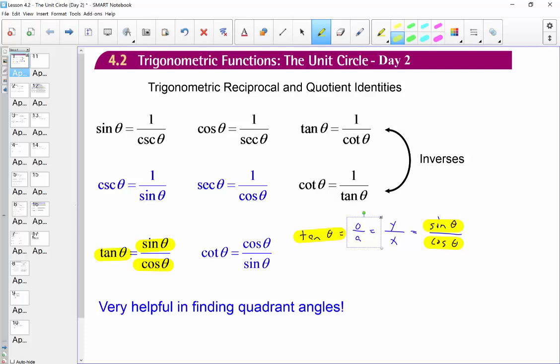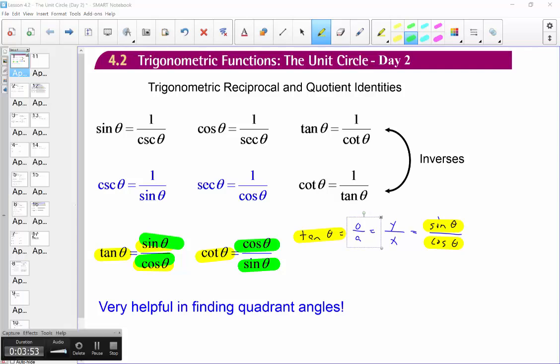The cotangent of theta, which is simply the inverse of the tangent of theta, we could just flip the fraction. Instead of sine of theta over cosine of theta, we're going to flip that and we'll have cosine of theta over sine of theta. We could do a similar analysis as we just did with tangent of theta as well, showing that cotangent of theta equals adjacent over opposite.